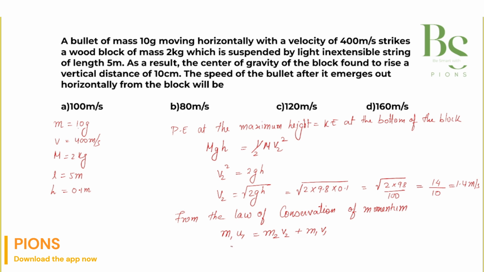So we can take m1 u1 minus m2 v2 must be equal to m1 v1. And v1 will be written as m1 u1 minus m2 v2, whole divided by m1. m1 is the mass of the bullet, so that is 10 gram, 0.01, into the velocity here 400, minus the mass of the block 2 kg into the velocity we just found, 1.4, whole divided by m1, the mass of the bullet, 0.01.